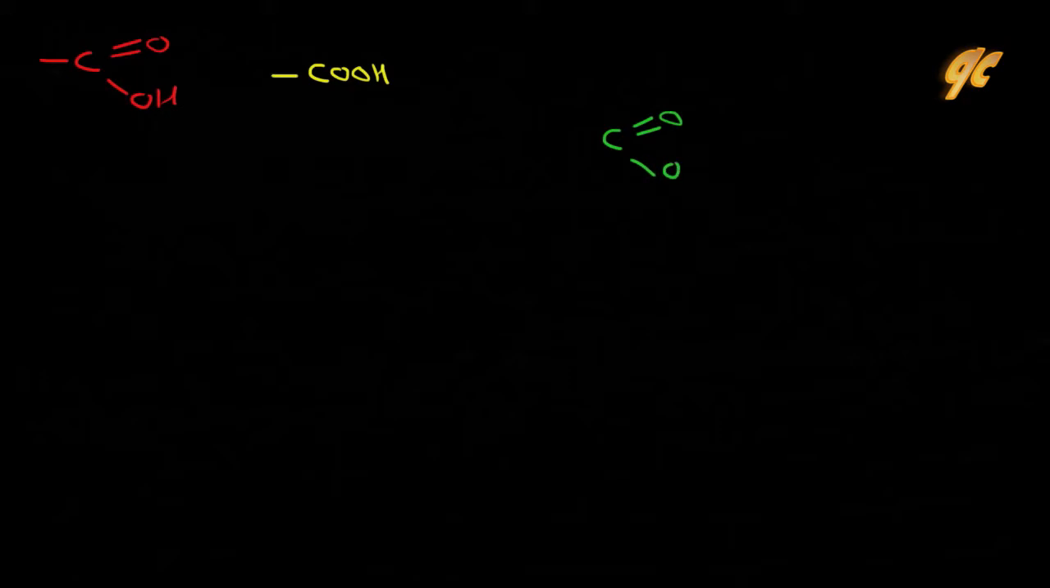Carboxylic acids contain the functional group COOH. You'll see this written on the end of the molecule as COOH in a structural formula, and this signifies a carboxylic acid. So for the very simplest of carboxylic acids, we have methanoic acid.